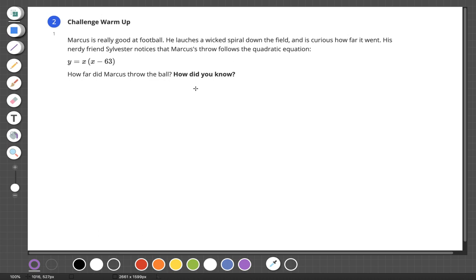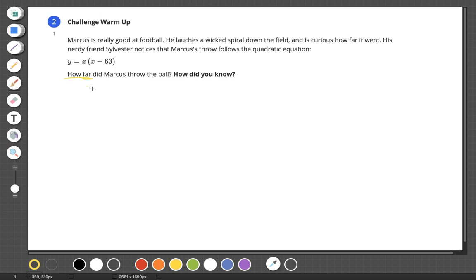So this is a challenge problem because we haven't done anything like this, but this is starting to hint at what we're getting at. I'm going to walk through it really quick because we do know how to do this. It's just we might not have known how to put it all together. So first of all, how far?